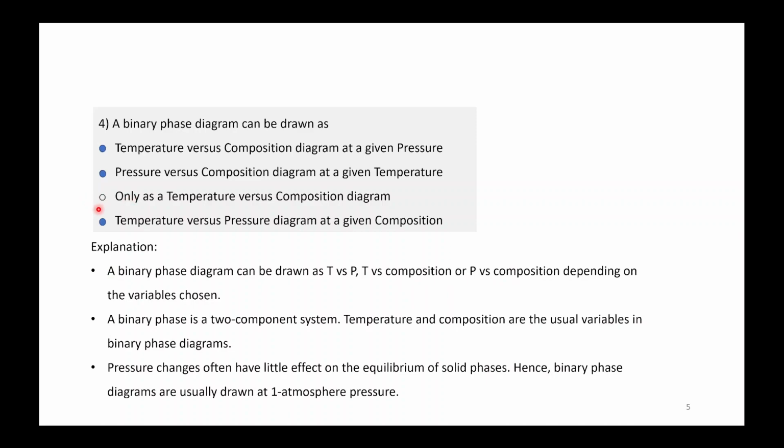This can be explained by saying that binary phase diagrams can be drawn with T versus P, T versus composition, or pressure versus composition, depending on the variables that are chosen. But commonly we draw a binary phase diagram as composition versus temperature, and we consider pressure to be constant, and pressure change has little effect on the equilibrium of solid phases. Hence binary phase diagrams are usually drawn at 1 atmospheric pressure.